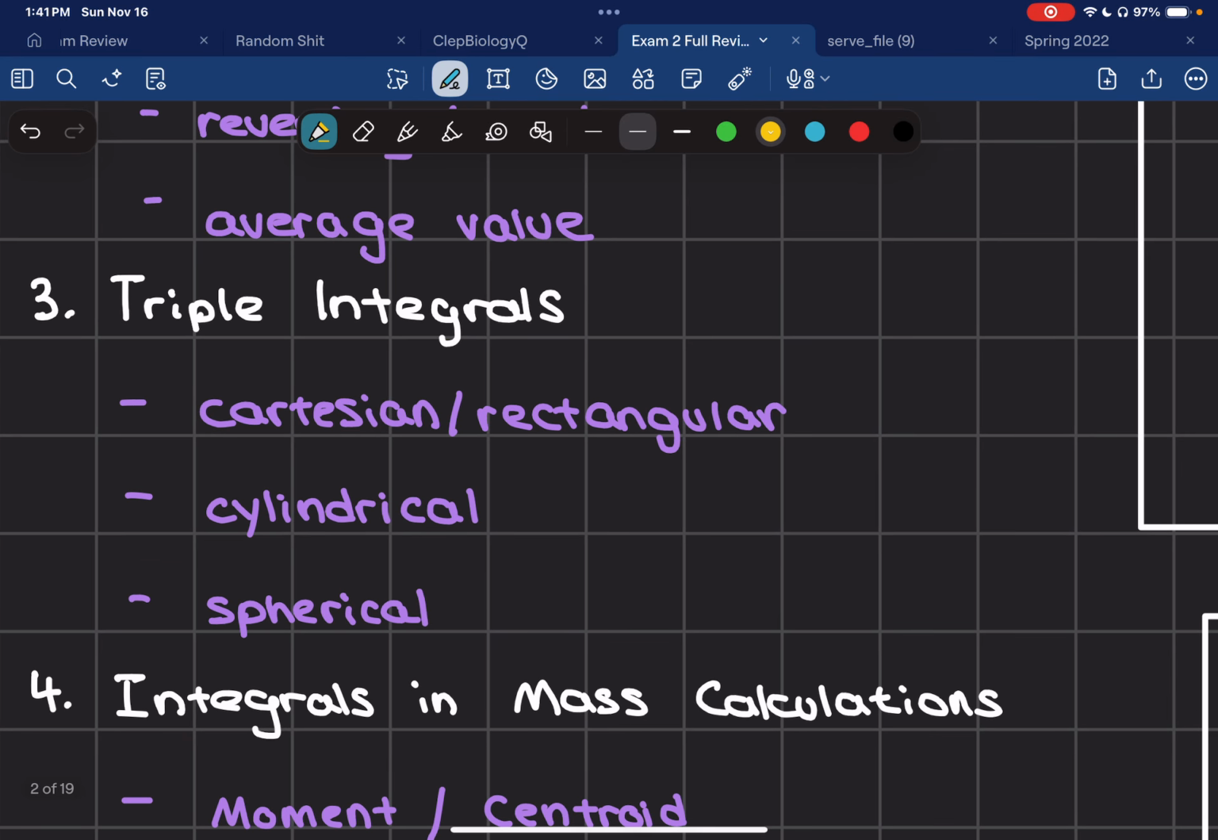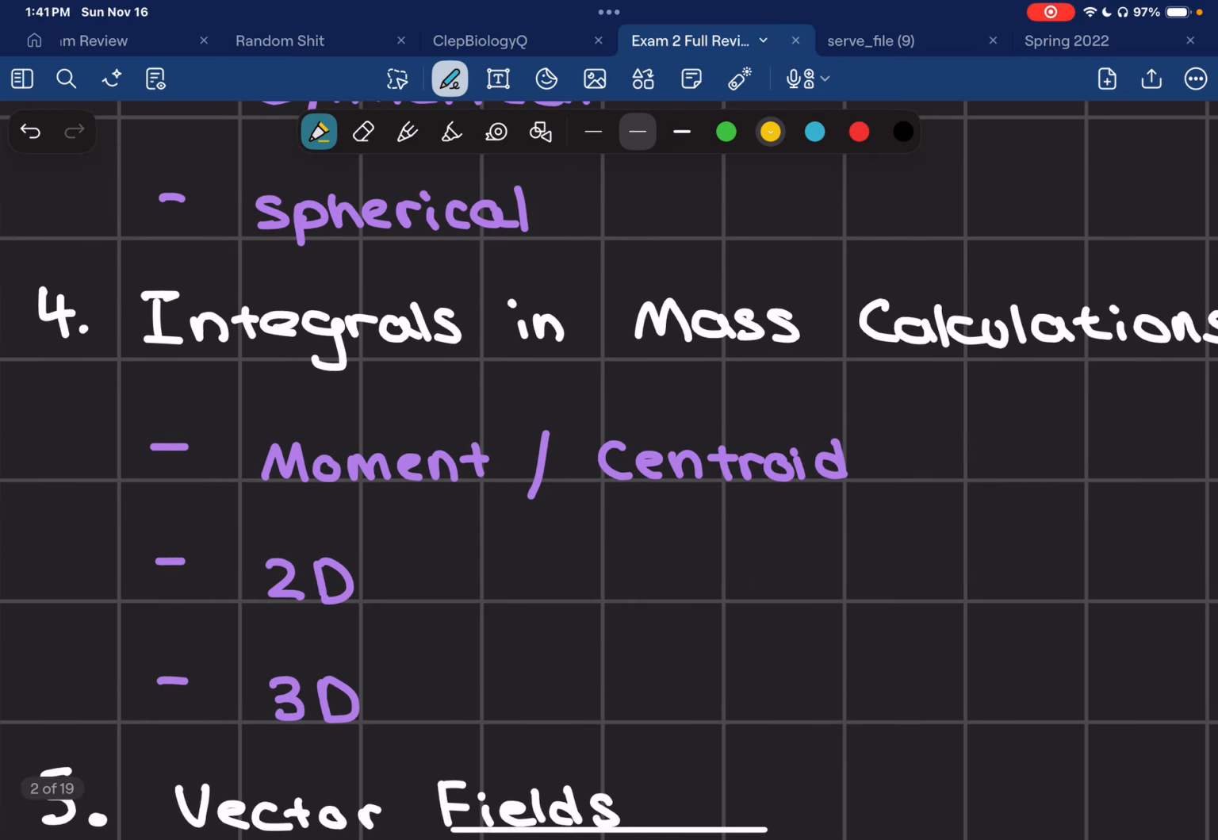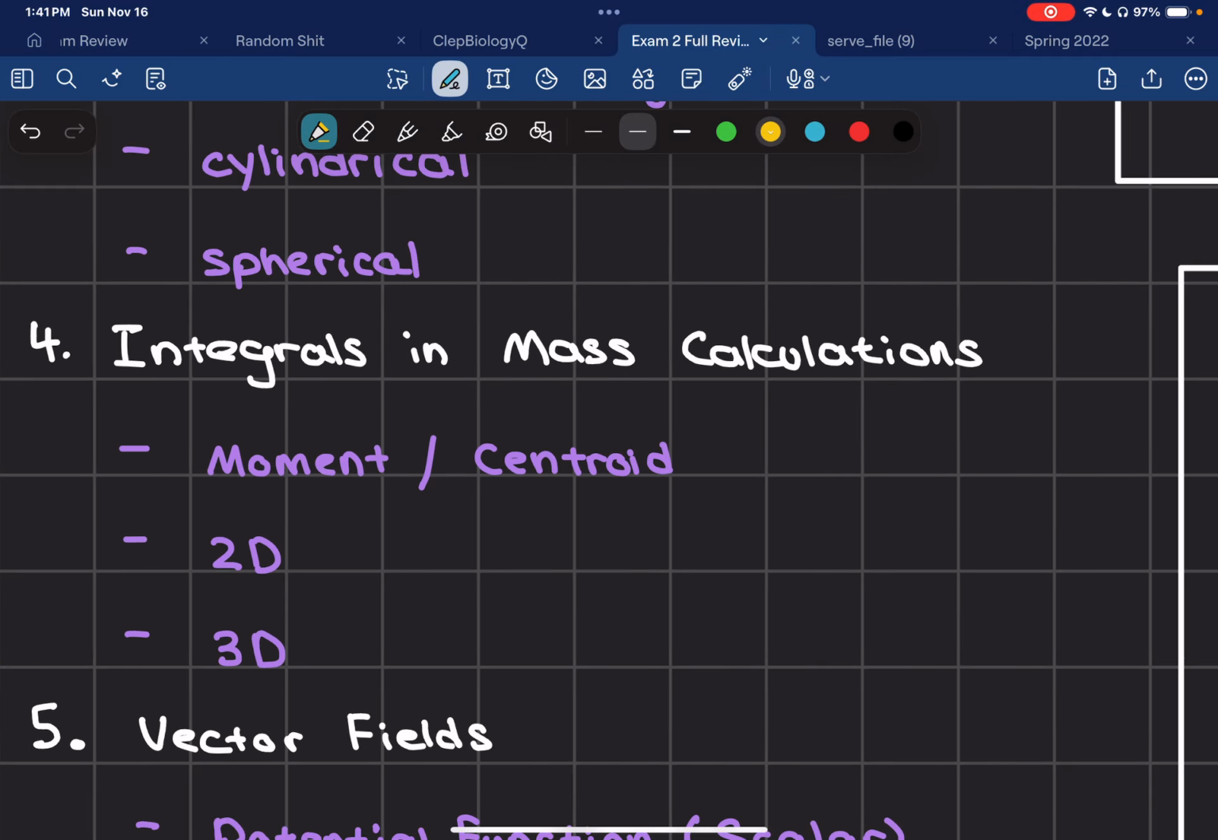We're going to move on to triple integrals, which will be Cartesian, just rectangular, and then cylindrical, and the scariest of all, spherical integrals. And then after that, we're going to take a little break to do integrals and mass calculations. I'm going to teach you about moment and the centroid. The centroid is simply what we call the center of mass in this case. We're going to learn how to do that in 2D and in 3D.